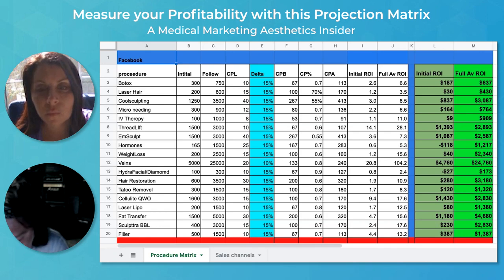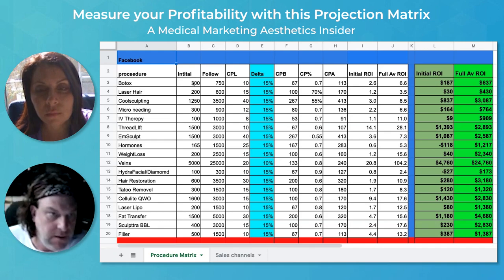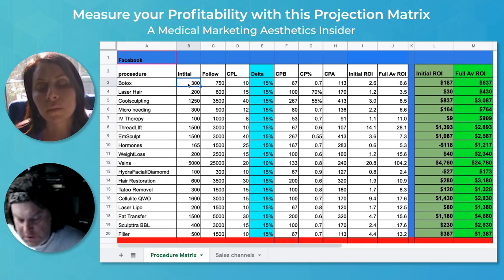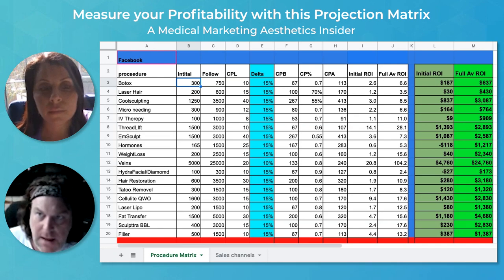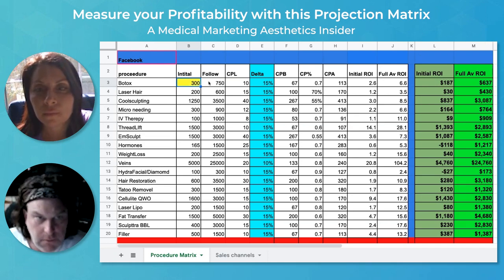Erica and I will talk about this. We'll take the first one, which is a common procedure, which is Botox, and I'm just going to highlight as we move down the lane here, so we can see Botox. Initially, we see a lot of the first sessions coming in at $299-ish or whatever. So we put $300.